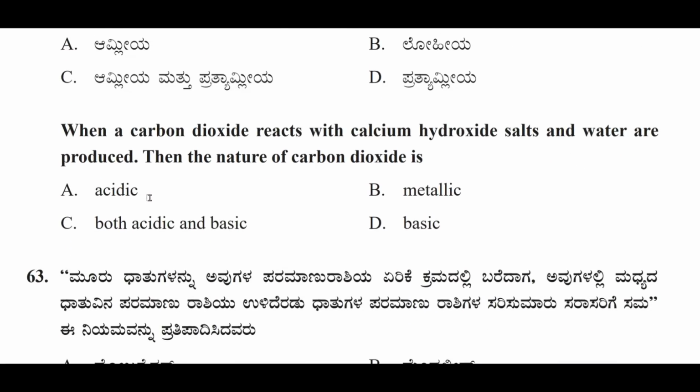Next question. When carbon dioxide reacts with calcium hydroxide, salt and water are produced, then the nature of carbon dioxide is. This is an example of a neutralization reaction. Calcium hydroxide is a base because it contains OH ions, hydroxide. Therefore, the carbon dioxide will have acidic nature. Therefore, the correct answer is option A, acidic.